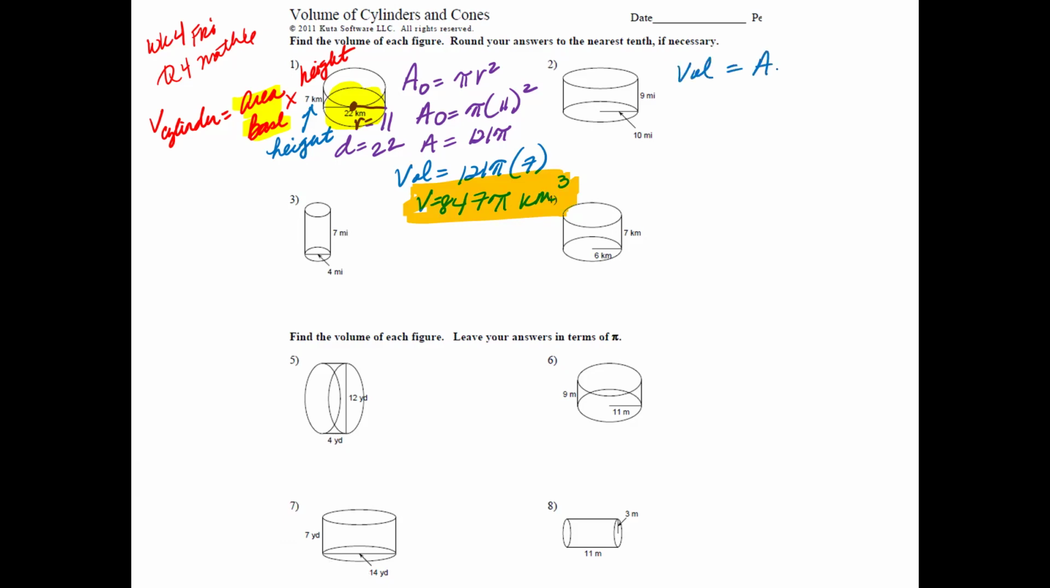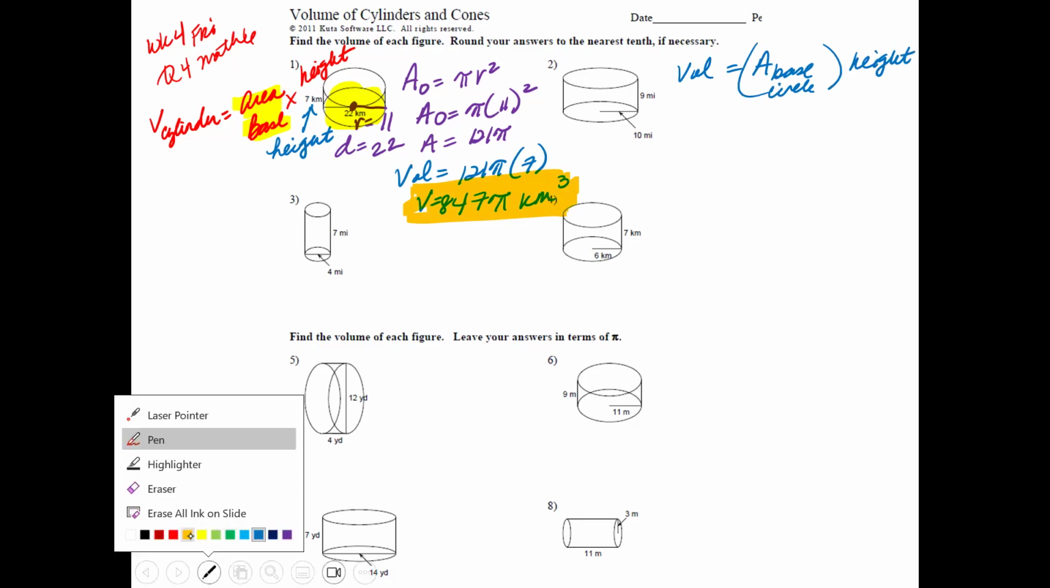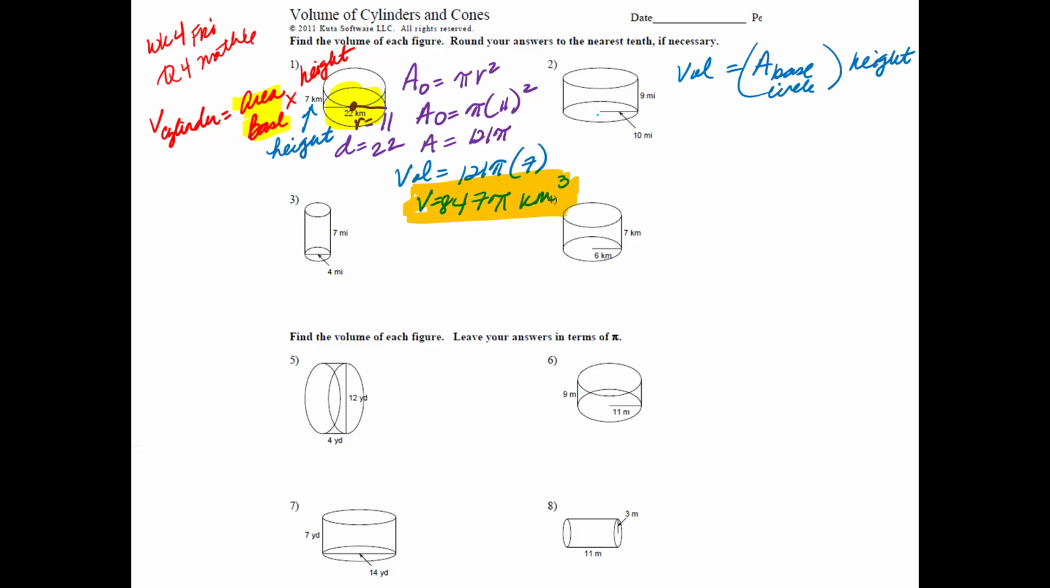Remember, your volume is area of the base, right? Which is a circle, times height. So let's find the area of the base. What's your radius? My radius is 10. Yep, miles. So area of the base is pi r squared. So what is that going to give you? 10 times 10 is? 100. 100 pi.